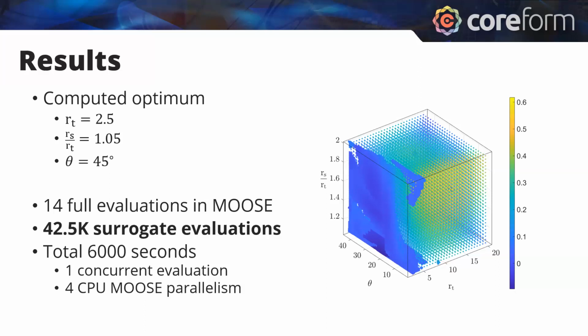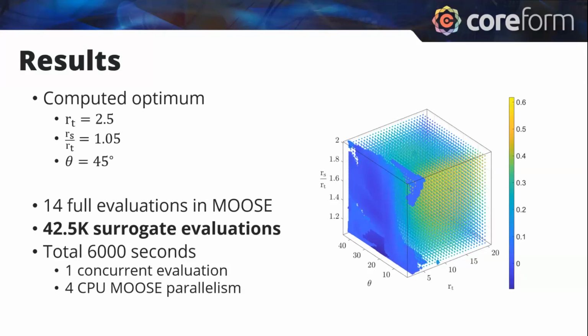You can see here I ran 1 concurrent evaluation, and I ran MOOSE on 4 cores on my little desktop here. So all in all, not too bad. In about 2 hours, I've got a computed optimum.